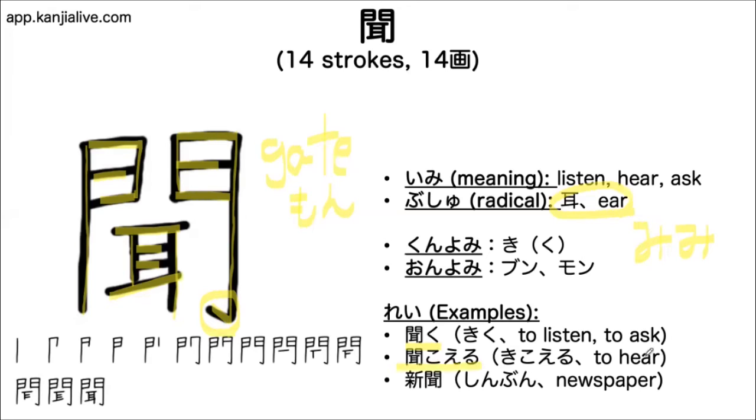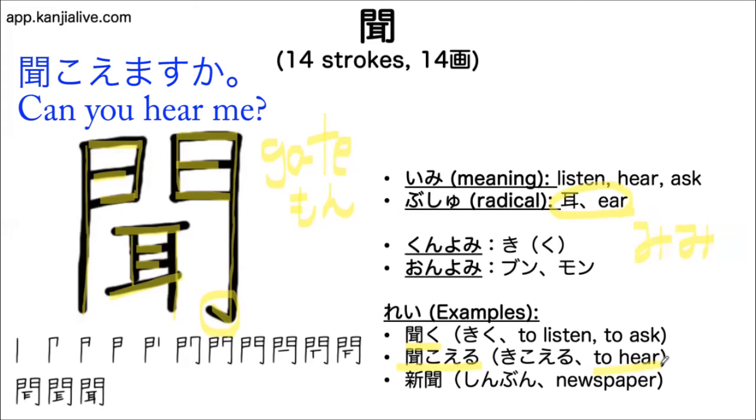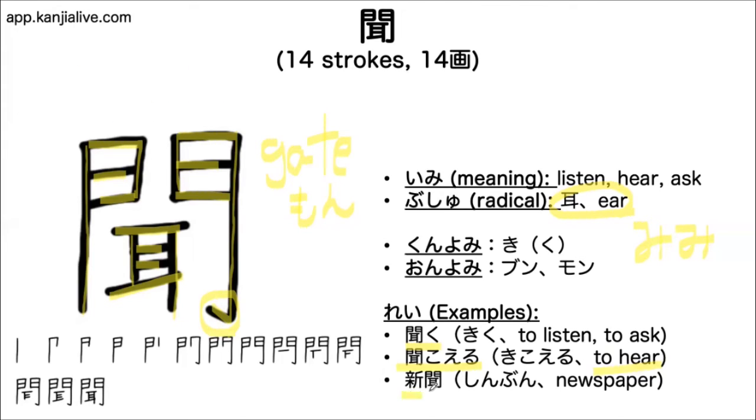聞こえる is to hear. For example, if you have a video conference, you can say, 聞こえますか? Can you hear me? Okay. The next one, 新聞. So 新 means 新しい, right? This kanji has a few readings. One is 新しい and another is 新. So in this case, 新聞, which means new and listen, is newspaper. Okay, let's go to the next.